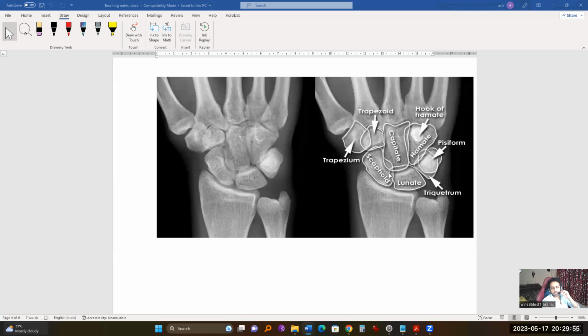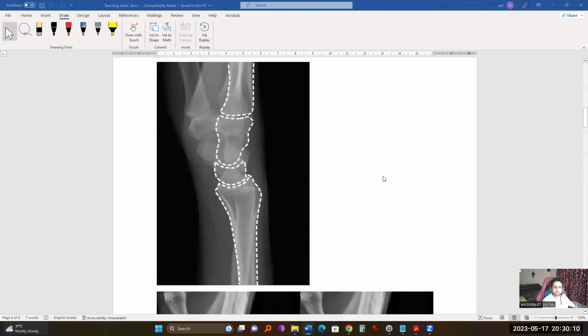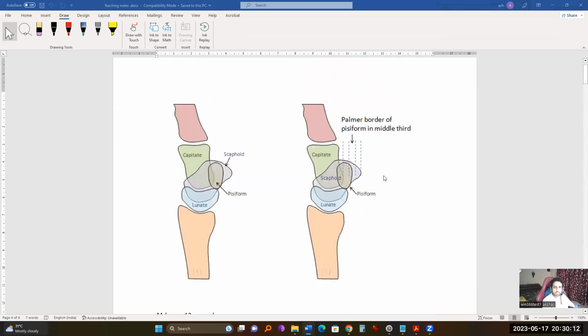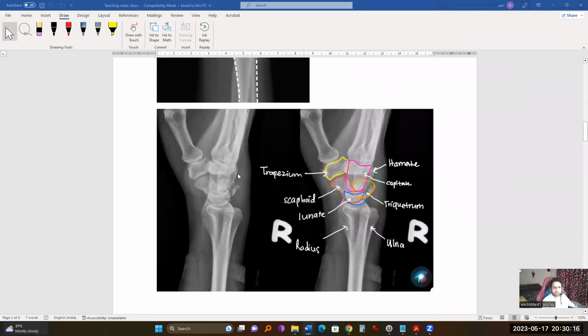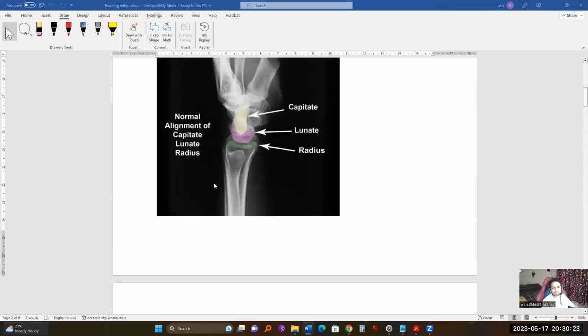Okay, so the two most important views that you take for the wrist joint are the AP and the lateral. So this is the AP view, and next comes the lateral, which is very important. So, lateral view. The common bones that you need to remember are only a few bones.